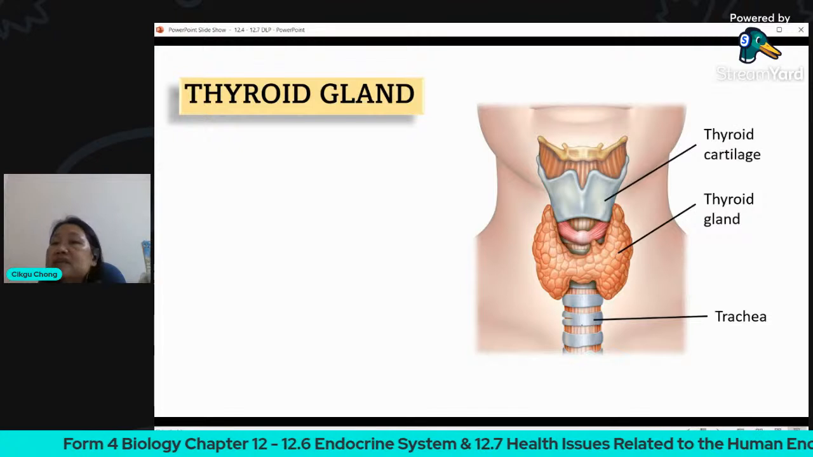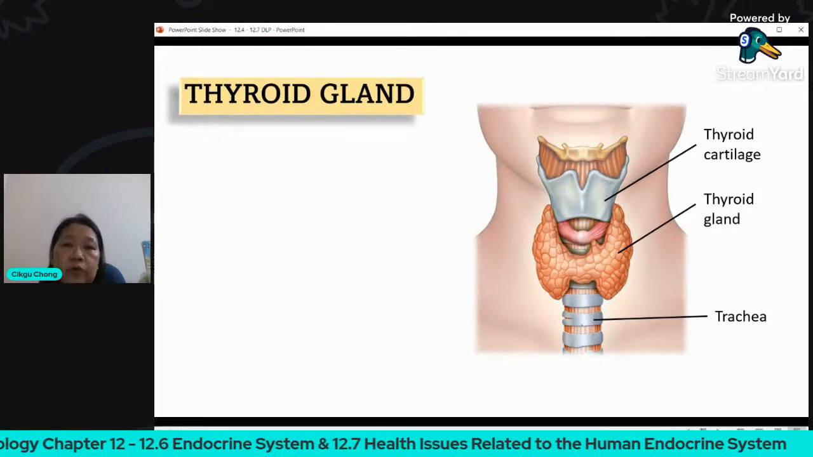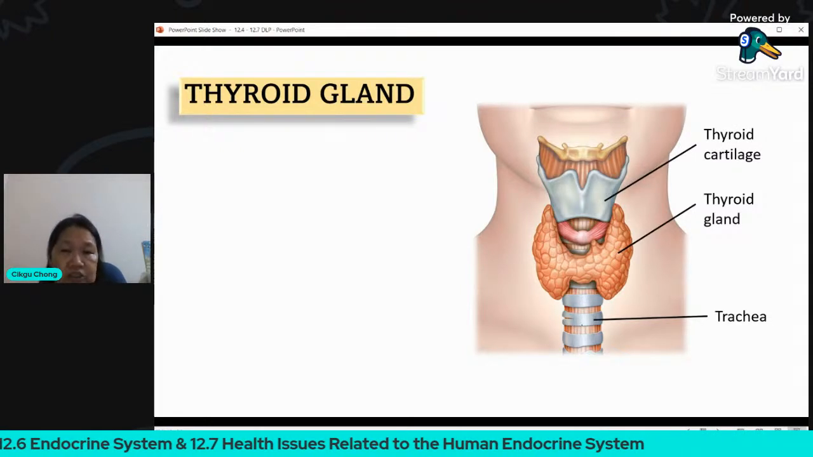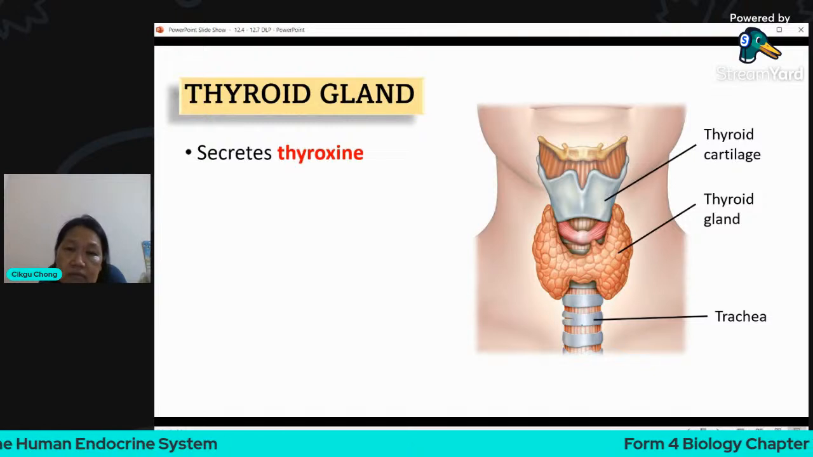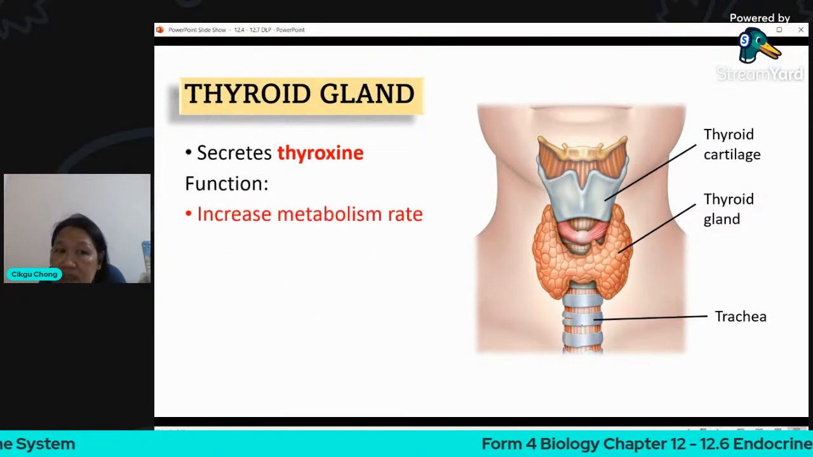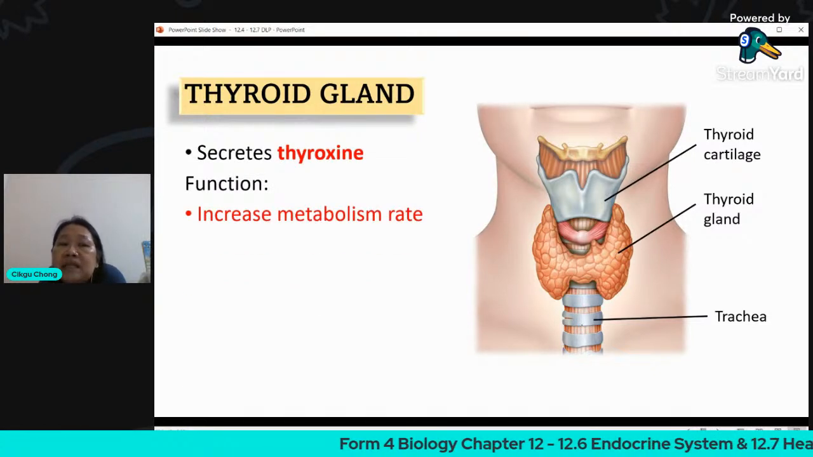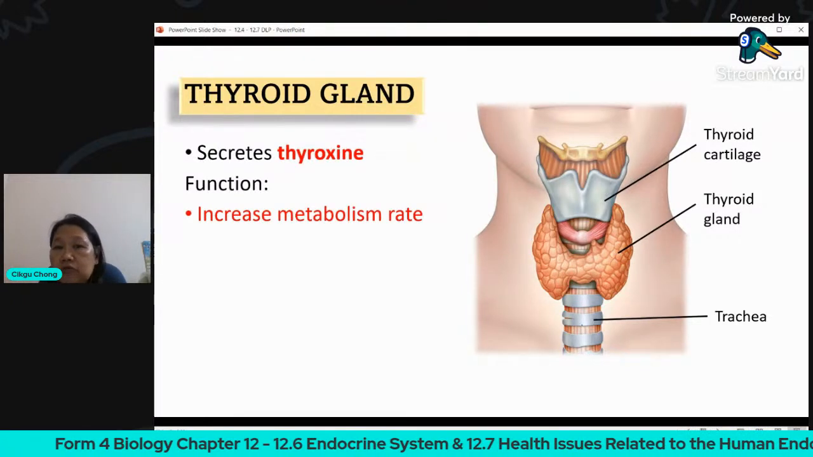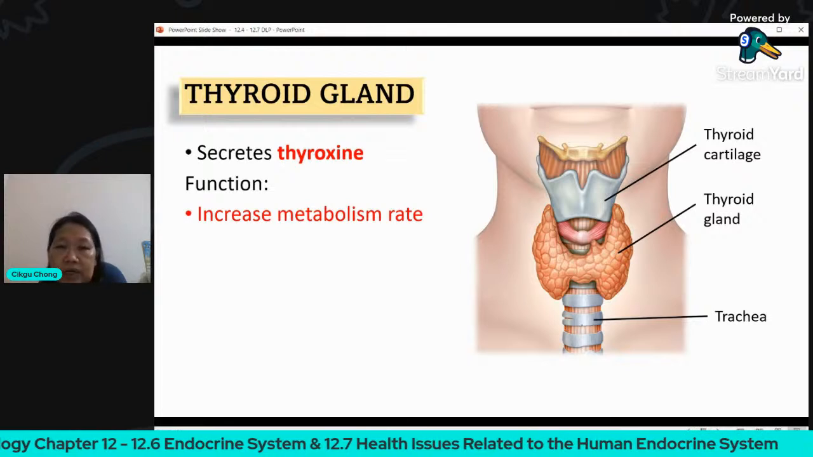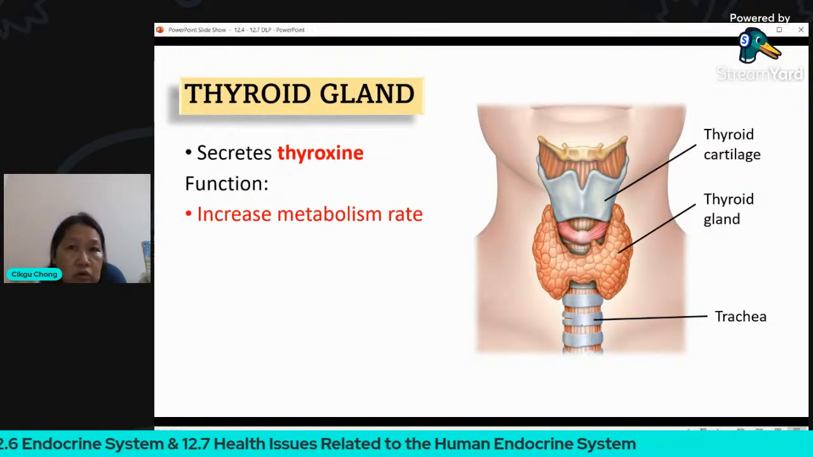And then there is a cartilage here, soft bone actually. We call it the thyroid cartilage, okay, not important. What is the function of the thyroid gland? It secretes thyroxine. What is the function of thyroxine? It increases metabolism rate. So when you have a lot of thyroxine, your metabolic rate will increase. The rate of burning, oxidizing your glucose.